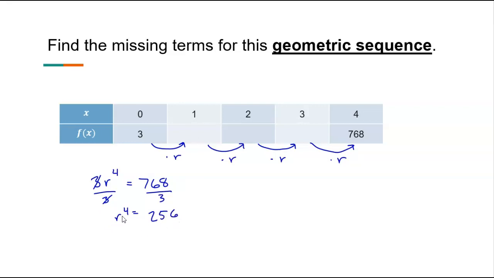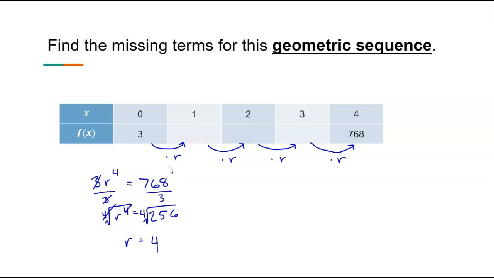And now we need to take, looks like, a 4 root to get rid of this 4th exponent. So we're going to take a 4 root, and that's going to cancel. We'll take a 4 root of 256. Once again, I need to put this in my calculator. I have no idea what that is in my head. So 4 root 256, I get r equals 4.